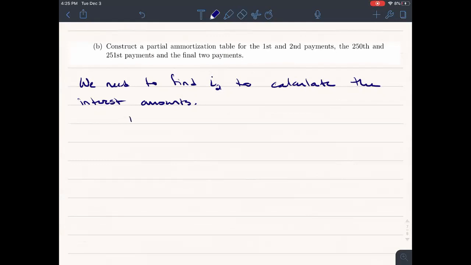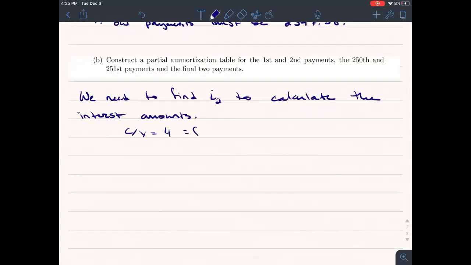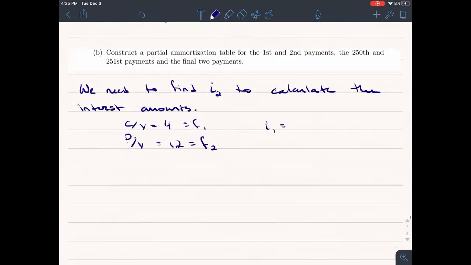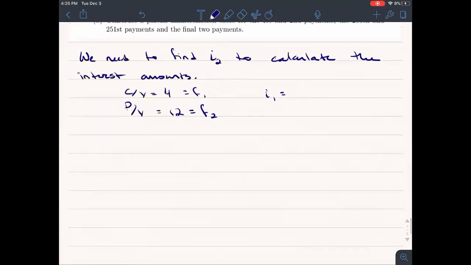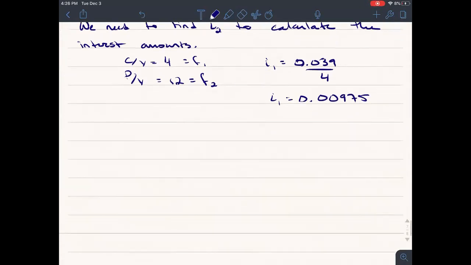And so our compoundings per year is 4, which is our F1, and our payments per year is 12, which is our F2. I1 is 0.039 divided by 4. So I1 is 0.00975. Whether you want to store that or just use it in I2, doesn't matter.